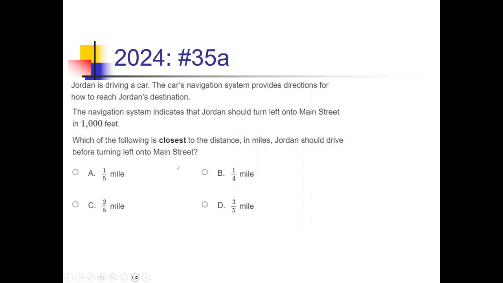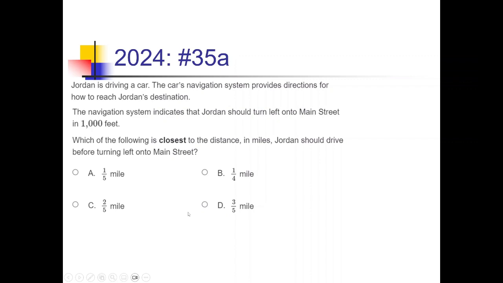For this next multiple part problem, we have Jordan driving a car. The navigation system is giving directions to get to Jordan's destination, and says that Jordan should turn left onto Main Street in 1,000 feet. We want to know what's the closest distance in miles that we have to drive before turning left on Main Street. So basically they're just asking us to convert 1,000 feet into miles.